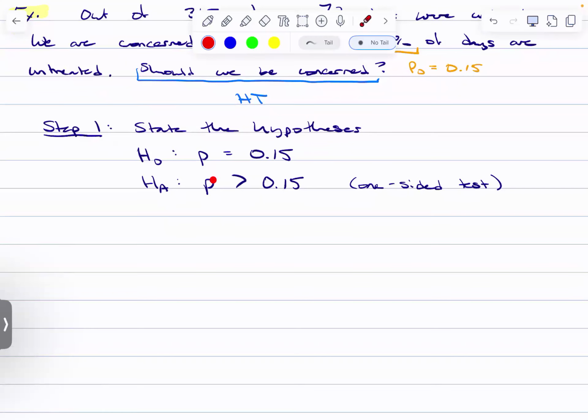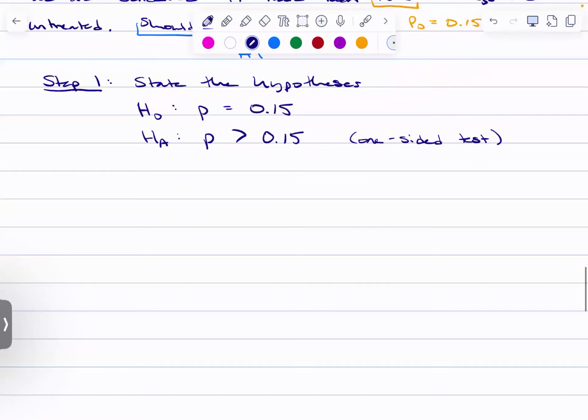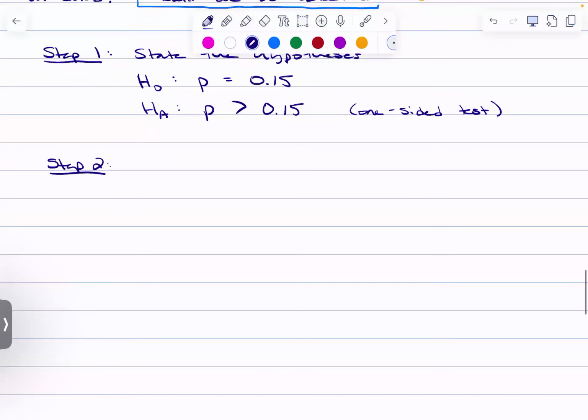Step 1, state your hypotheses. Done. All right. Now, step 2, and you'll notice these steps are very generic, right? And that's because they're going to be true for any hypothesis test. Step 2 is, I call it, do the test. This makes me think of do the do, but more boring. Calculate the test statistic.